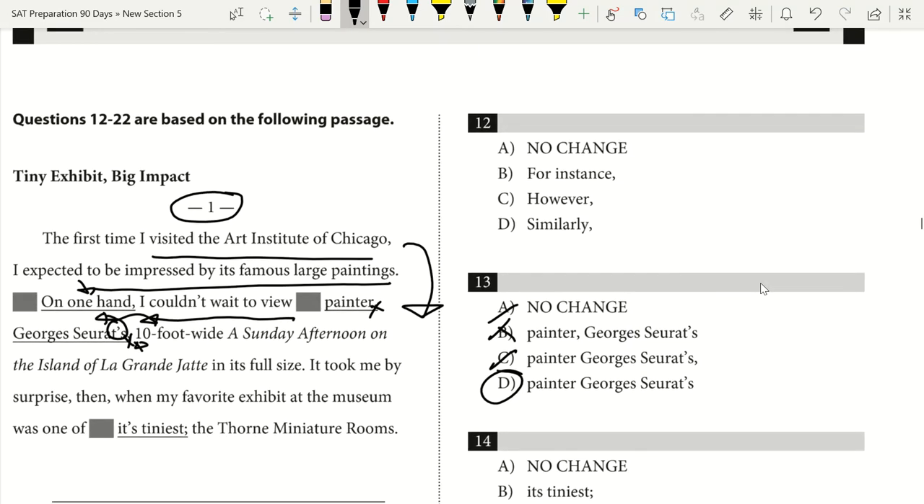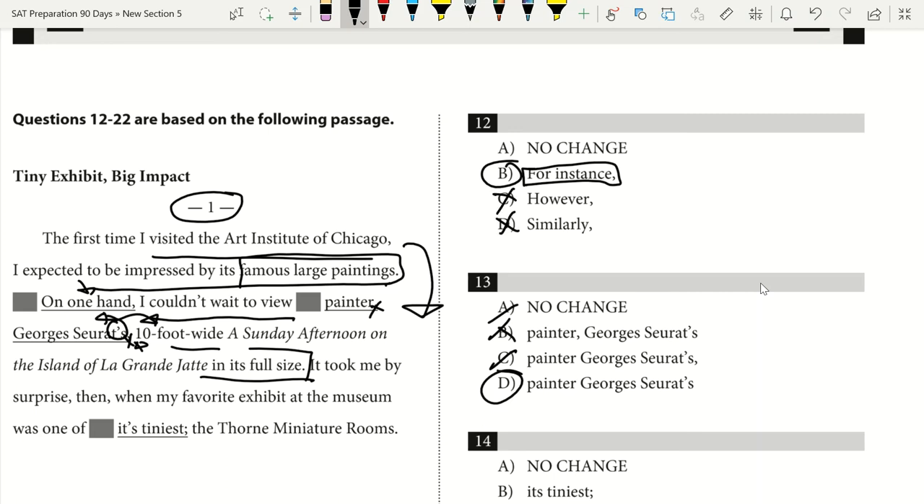All right, now we can go back and we can answer 12, right? He's talking about how he expected to go view this 10-foot-wide painting in its full size. So that's really giving us an example of what he talked about in his previous sentence. In his previous sentence, he said he couldn't wait to be impressed by the large paintings. Now he's describing a large painting he can't wait to be impressed by. That is a for instance or an example. So our correct answer for the transition between those two sentences would be option B for number 12.